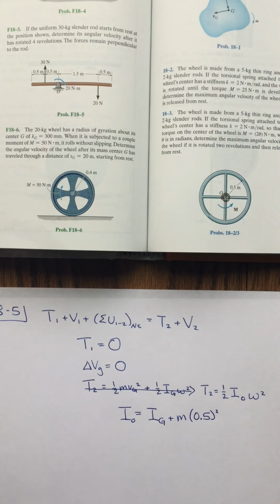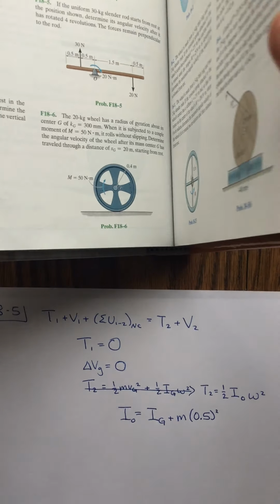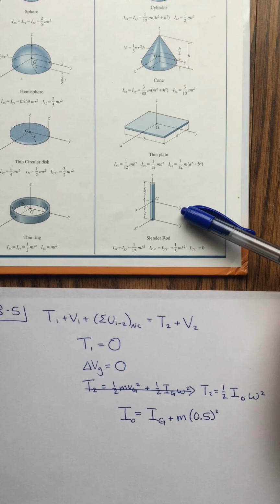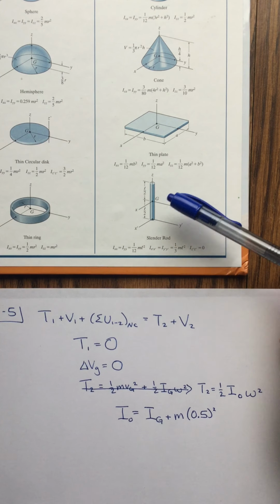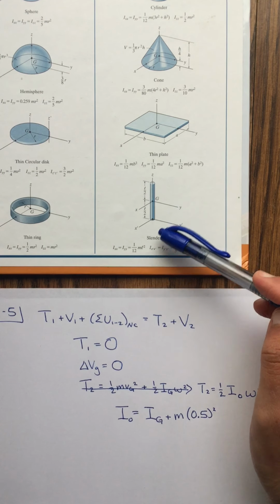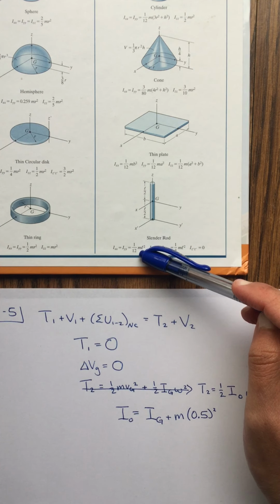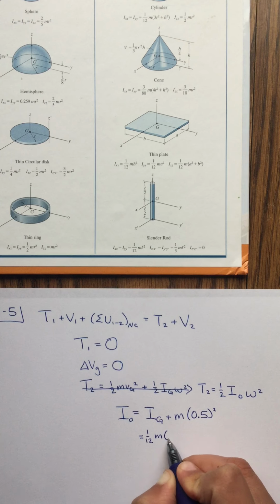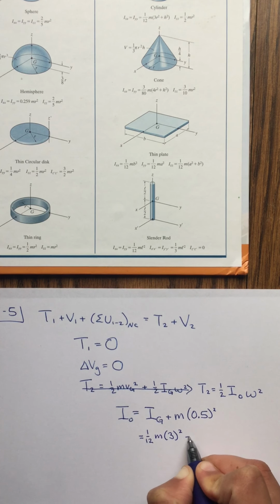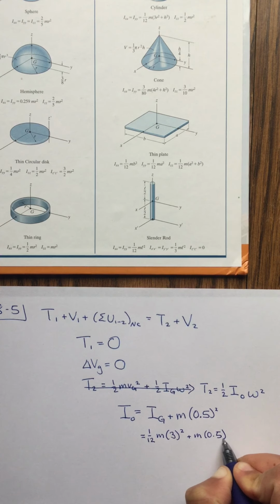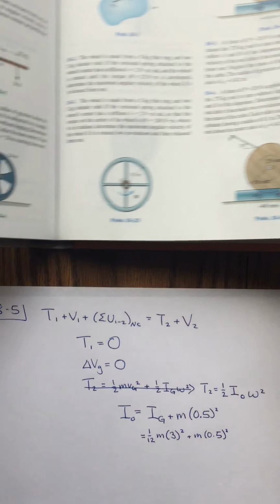So then, to find the moment of inertia about point O, we just go to the back of the textbook and figure out what the moment of inertia is about the mass center for the slender rod. That would be either the x-axis or the y-axis. That's 1/12 times the mass times the length of the rod squared. So this is equal to 1/12 times the mass times the length of the rod, which was 3, squared, plus the mass times 0.5 squared.